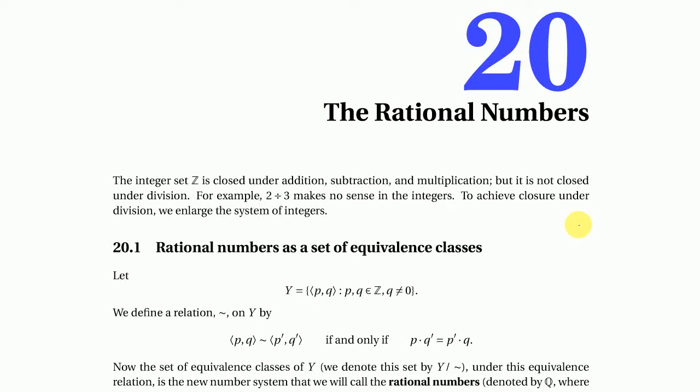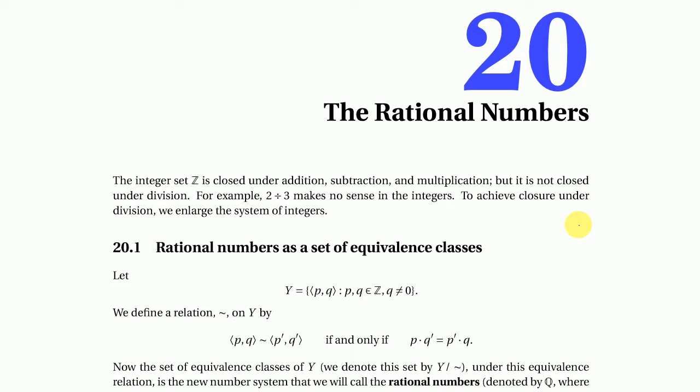Okay, now let's define the rational numbers. And the method is very close to the way we defined the integers in the previous chapter. The only difference is the way of defining these ordered pairs. Okay, but let's see the reason why we need this one.